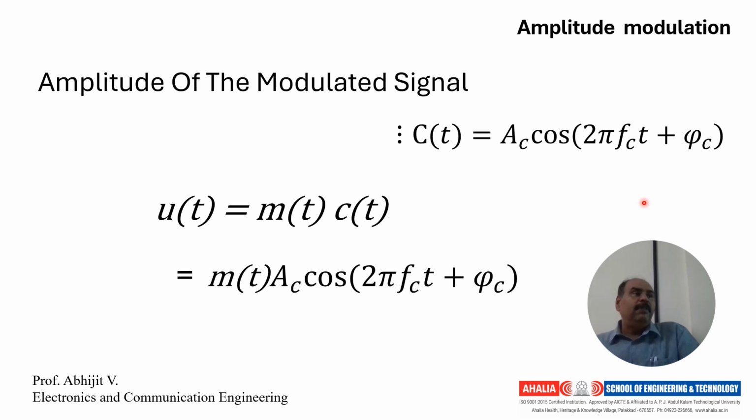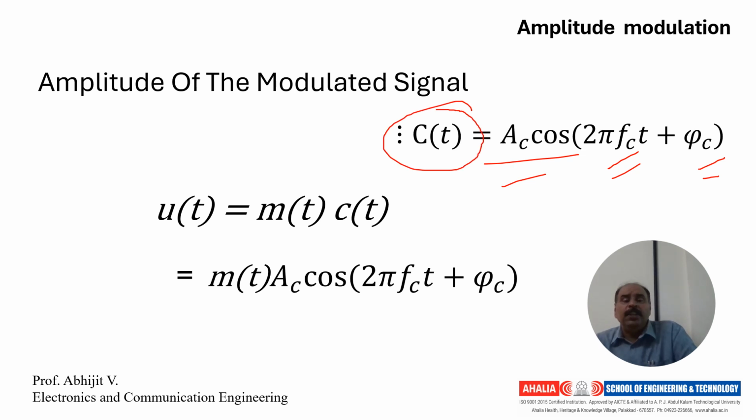So let us consider the carrier signal c(t) to be Ac cos(2π fc t + φc). Basically, any electronic signal or any electromagnetic radiation consists of three important components: the amplitude component, the frequency component, and the phase component. So we take the carrier signal to be c(t), the message signal to be m(t), and the output, the DSB-SC signal, to be u(t). We are multiplying m(t) with c(t).